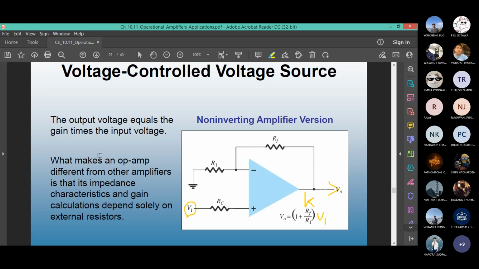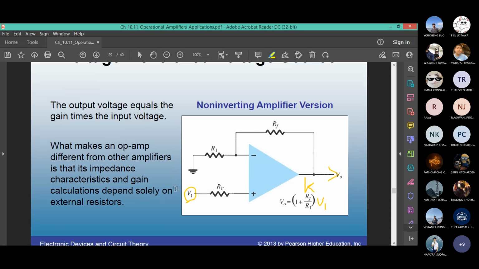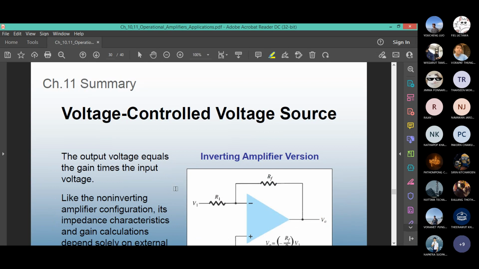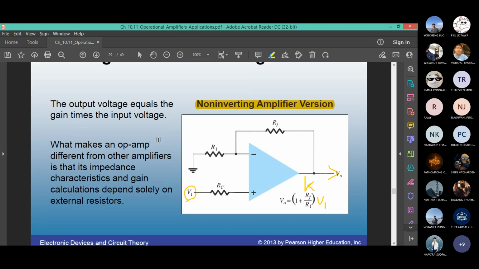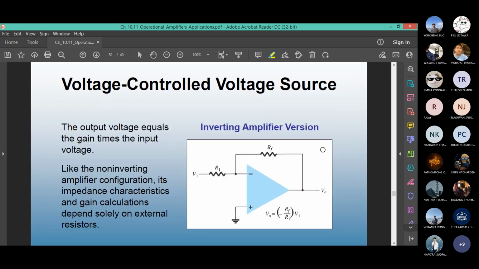Nothing really changed. We don't make any fundamental changes in the connection. Having an RC or not having an RC also doesn't matter, but it's a good practice to have a resistor in order to limit the input current. What was the first one? Non-inverting amplifier version. You can do a VCVS, which is voltage controlled voltage source, using an inverting op-amp.